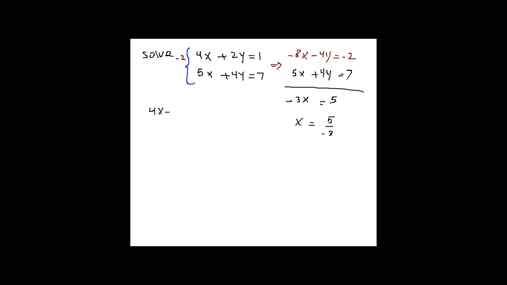Okay, the next step is to pick either of these two equations and substitute this corresponding value in terms of x. Everywhere you see x, you substitute -5/3, and then you solve for y.